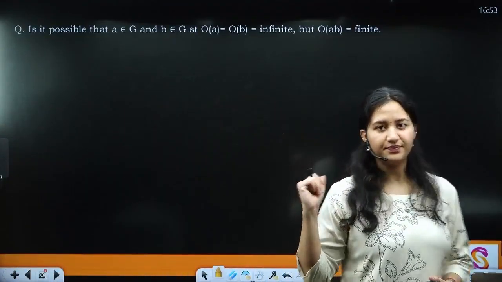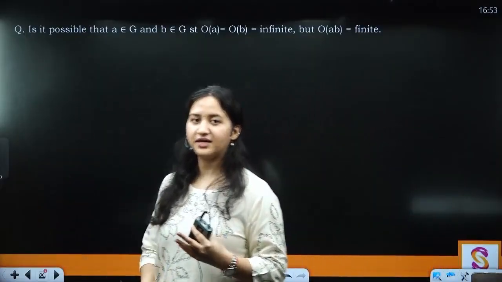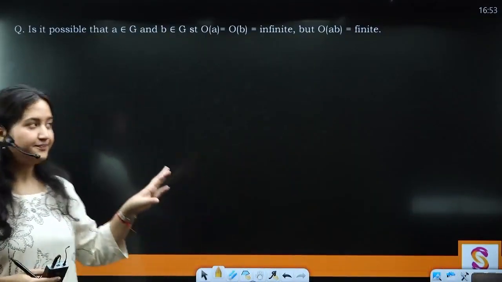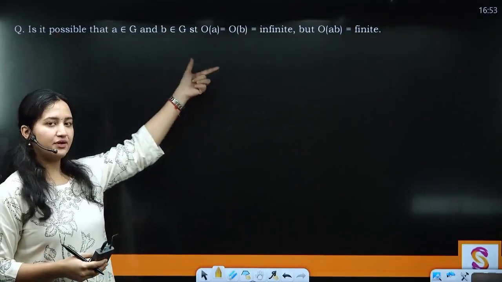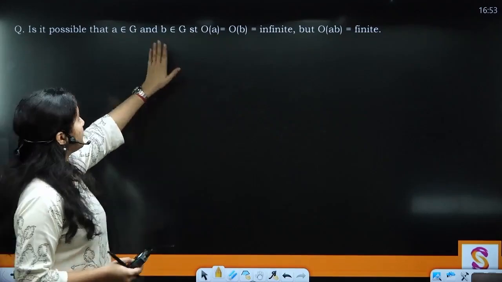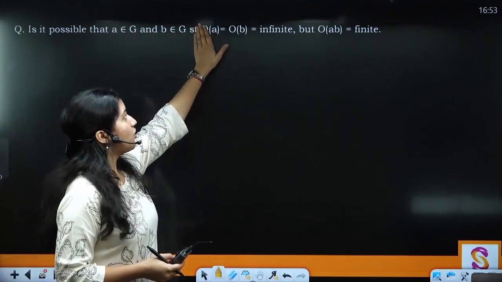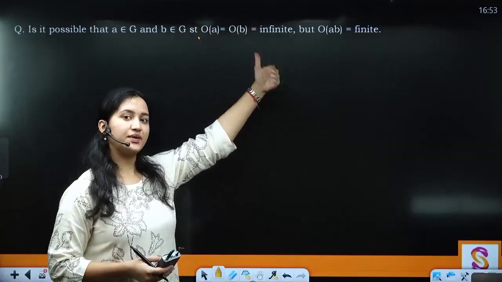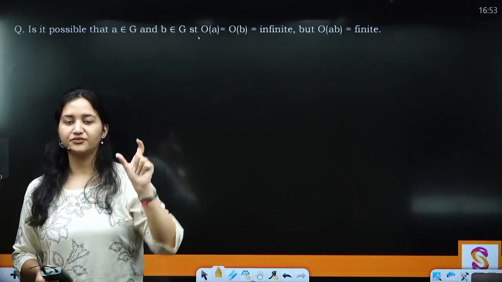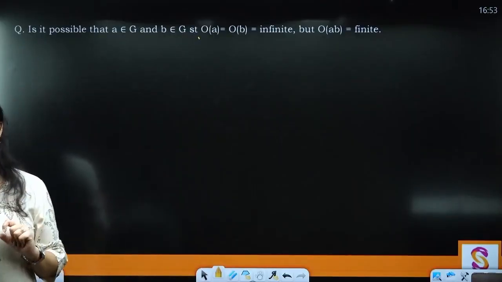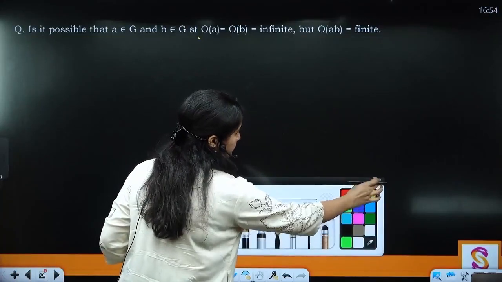There is this question. If you want, you can pause your video and think of what all we have studied till date, and whether it is possible that we can have a group where this condition will be satisfied. That is, is it possible that A belongs to G and B belongs to G, and order of A and order of B are infinite, but the order of AB, the product of that, is finite? Just think about it for a minute and then I will let you know the answer.